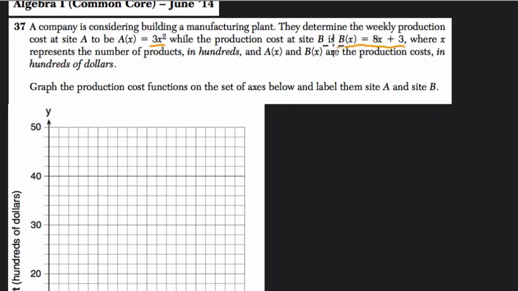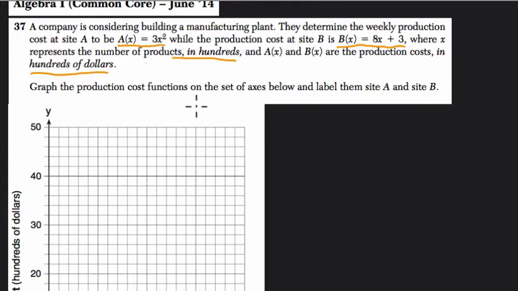So looking at the cost of making stuff at two different sites, A and B, where x represents the number of products. So x represents the thing they're making in hundreds, and A of x and B of x, that might be important, are the production cost in hundreds of dollars. So A of x and B of x represent the cost based on x, the product they're making. So it costs different amounts to make the same thing, x, in different locations.